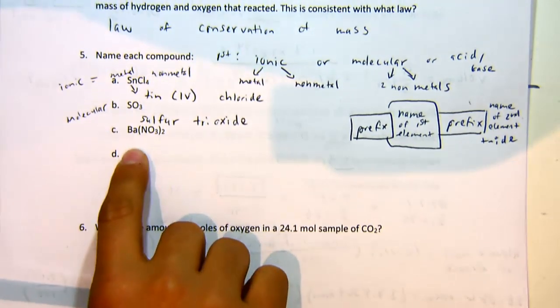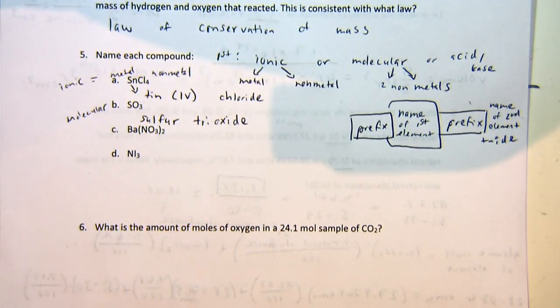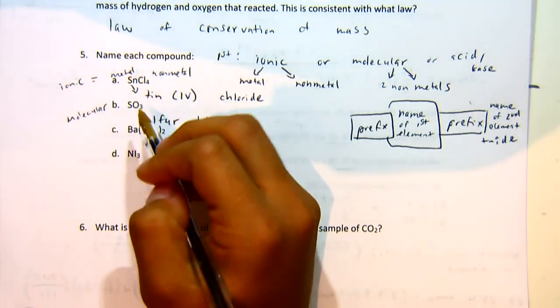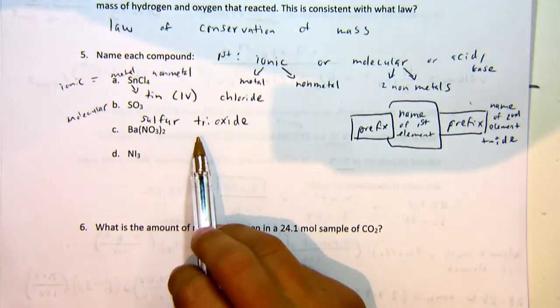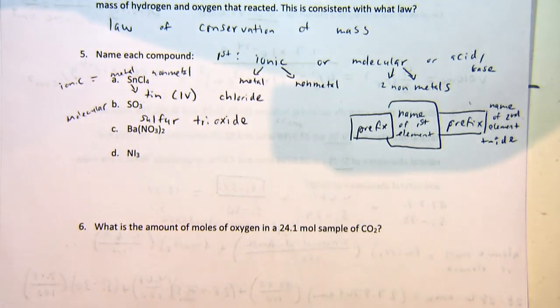Because this is just a molecular compound and it's SO3, and when you draw the Lewis structure, it can exist without being an ion, it's going to be sulfur trioxide, which is different when it has a charge. So that's why that charge is really important.